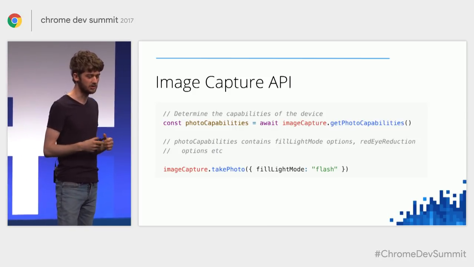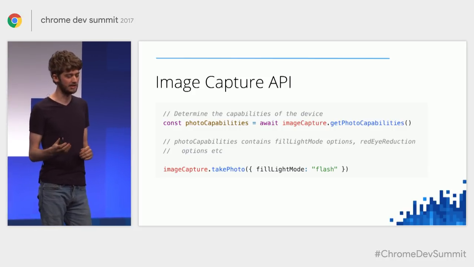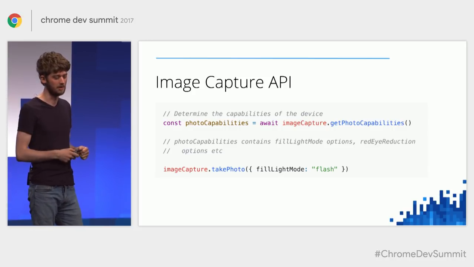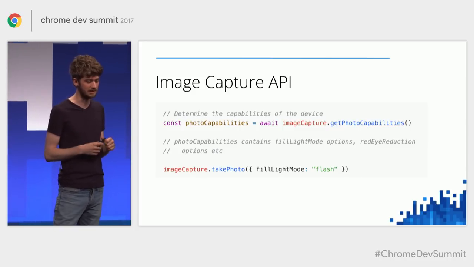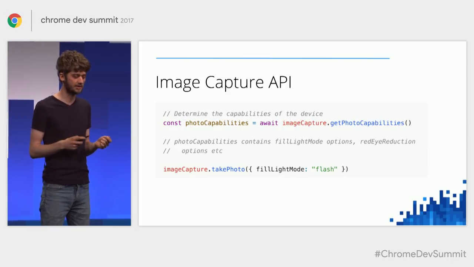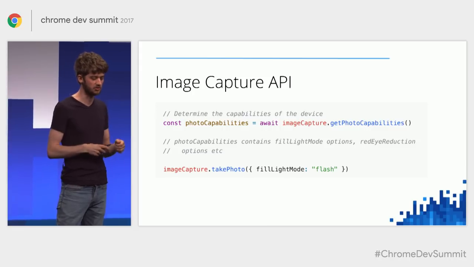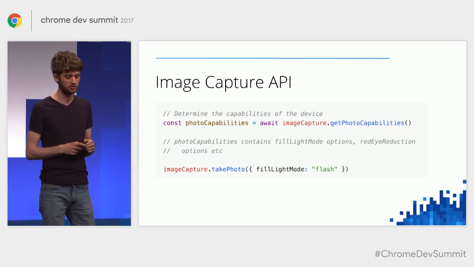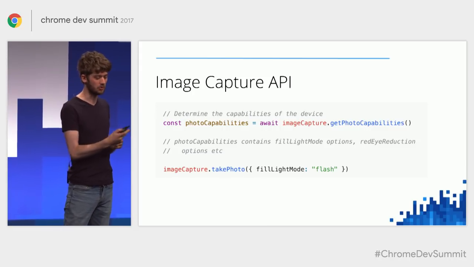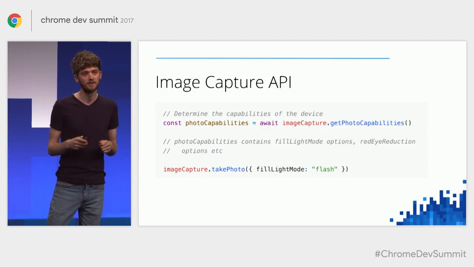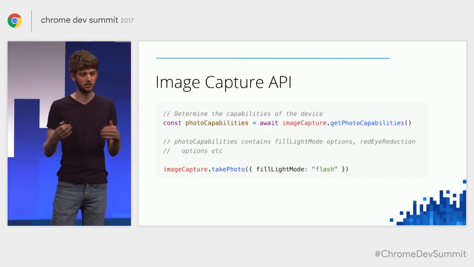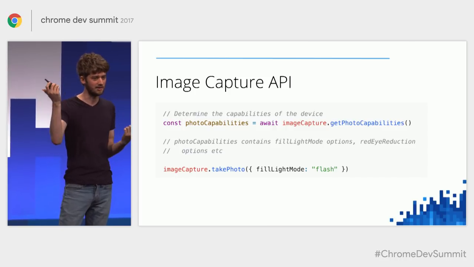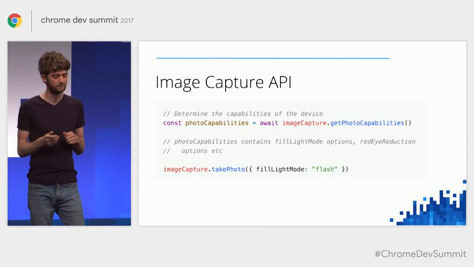The first thing that we do is we ask the device what the capabilities are of the hardware. We do that by calling imageCapture.getPhotoCapabilities. And that will return an object that tells you what fill light mode options are available, what red eye reduction options are available. Then based on that, you can call imageCapture.takePhoto and specify whatever customizations you want. So here I'm telling it that we want the flash. And if you go ahead and try this, you'll find that it works just as you'd expect.